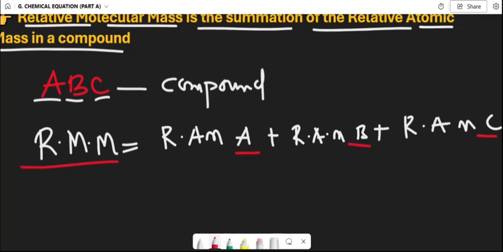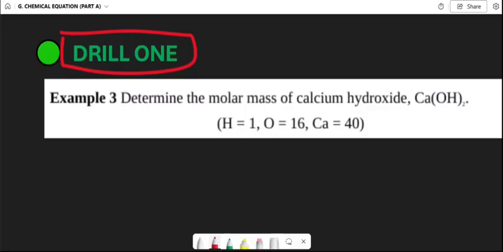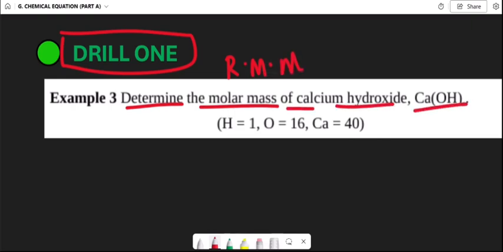Okay, so let's solve examples. Solving the very first question, example 1. In example 1, we are asked to determine the molar mass, which is called the relative molecular mass, of calcium hydroxide, which is given as Ca(OH)2. Recall they've given us hydrogen, oxygen, and calcium.